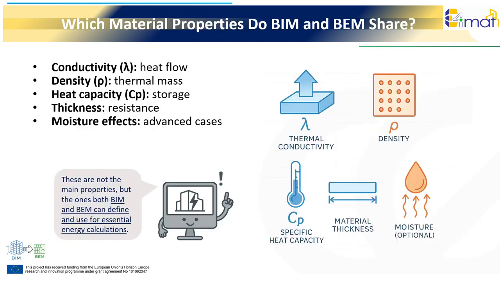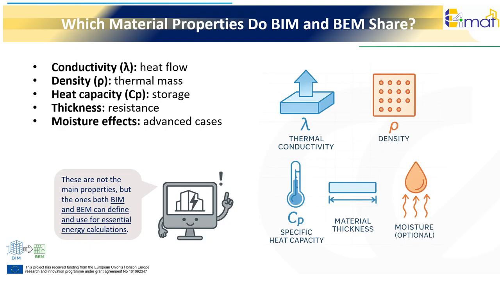The performance of a material depends on many different attributes, but here we focus on the properties that can be defined consistently in both BIM and BEM, and that are directly used in the main energy calculations. While each platform can handle additional information, these represent the minimum required parameters for a reliable and interoperable performance model.